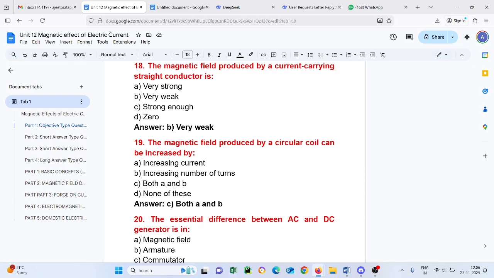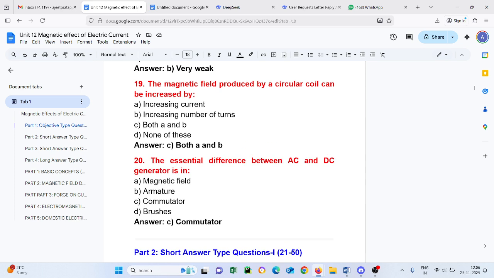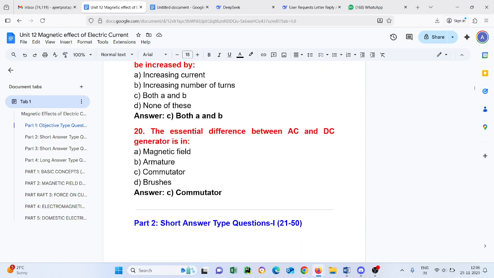Question number 20: the essential difference between AC and DC generator is in A, magnetic field, B, armature, C, commutator, D, brush. The answer is C, commutator.